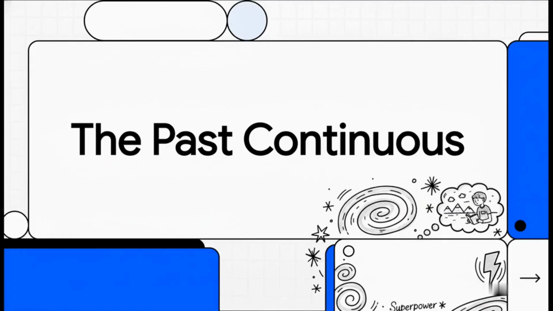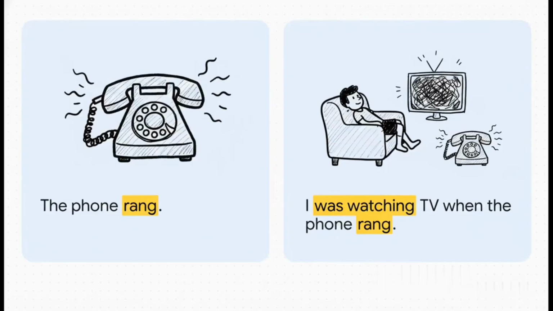Let's dive in. Okay, take a look at these two sentences. On one side, you have a simple fact. The phone rang. Pretty straightforward. But on the other side, we've got something different. I was watching TV when the phone rang. Can you just feel the difference? One is a piece of data. The other is the beginning of a story.